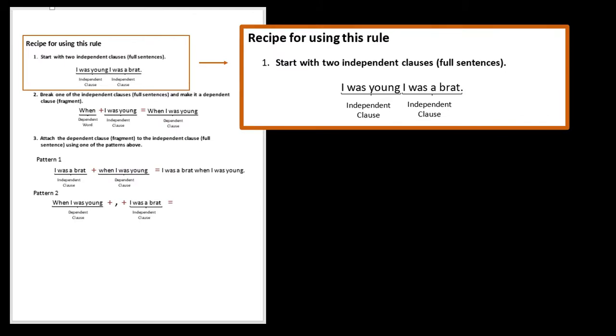Okay, so the recipe, how do we use this rule? So let's review. You start with two independent clauses. And the important part is, when you have these, you need to figure out where one ends and the second one begins. And the way to make sure that you've figured out where that boundary is, is to cover up part of it. So cover up half. I was young. We have a subject, I. We have a verb, was. I was young. Makes sense on its own. So we're good. We have an independent clause or a full sentence.